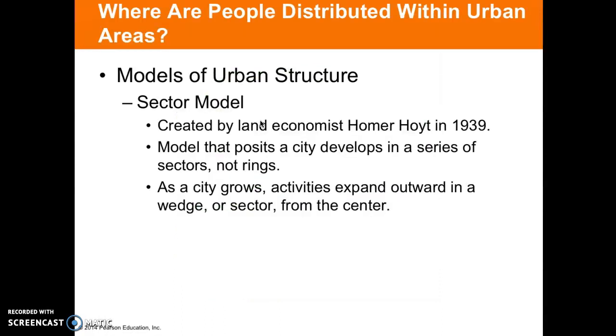When we look at the sector model, or the Hoyt model, this was also developed in Chicago but it was in 1939, so it was about 15 years later, and it was a model that looks at a city that develops in a series of sectors, not perfect rings. And so when Hoyt looked at it, he really looked at Michigan Avenue, the wealthy residential area of Chicago. And he said that activities were going to expand outward in a wedge from the center.